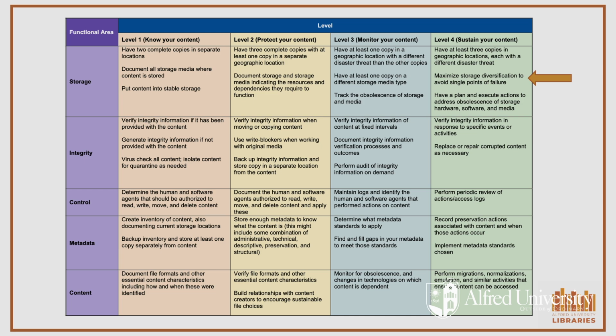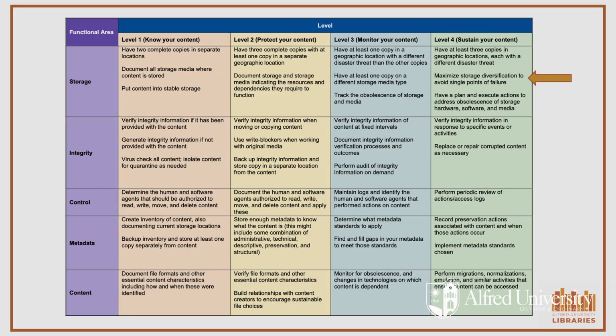And I want to pay attention to the top row of storage. The storage row conforms to another principle in digital archiving called LOCKSS, which is another acronym, which means lots of copies keeps stuff safe. So you'll notice that in level 1, the barest minimum you should have is 2 copies of something stored on media that is stored in 2 separate locations. And as you go up the levels, it becomes even more complex.